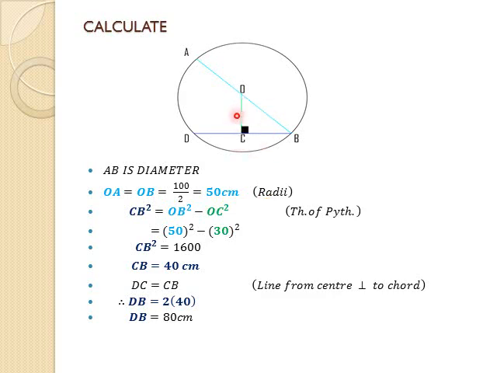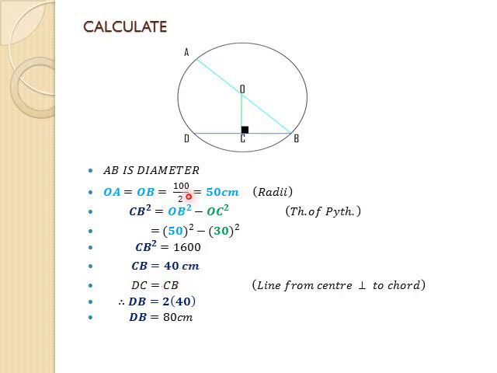We have OC as 30 centimeters. Then using Theorem of Pythagoras, we can now find the length of CB because it's a right angle triangle, right? So there's 50, that's 30, we want CB. So CB squared always equals the longer side, which is opposite the 90 degrees, OB squared minus OC squared. So 50 squared, which is 2500, minus 30 squared, which is 900, would give me 1600. The square root of both sides makes CB equal to 40 centimeters, right?